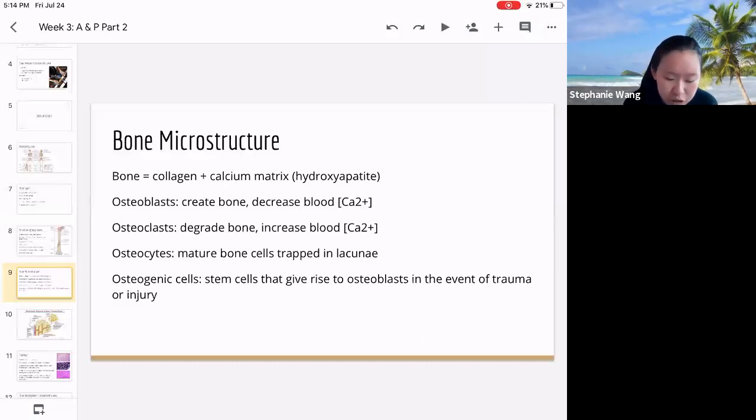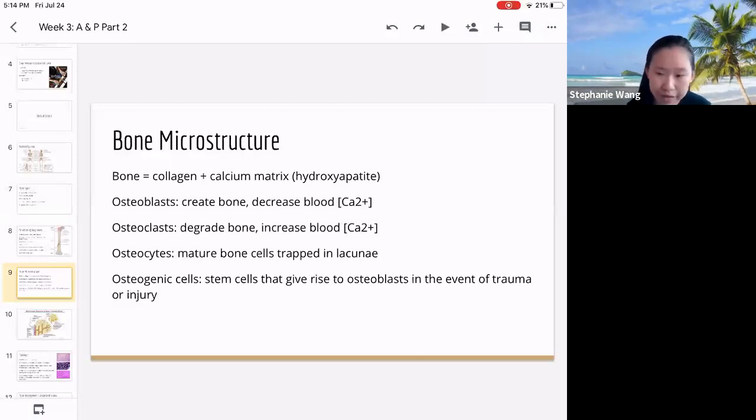Okay, next we have osteoblasts, which are the cells that create the bone itself. So they sweep in calcium from the bloodstream, and they settle that calcium on the bone to create bone tissue, so bone matrix. That's how your bones get built up, which is by the osteoblasts.